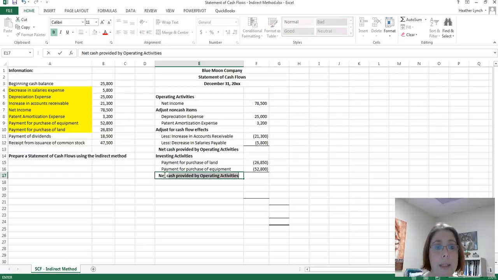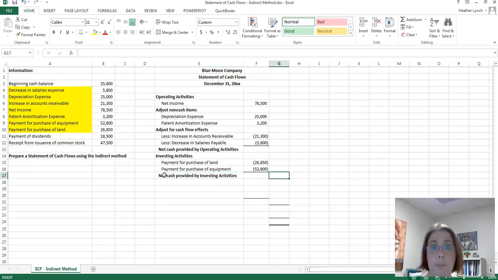So now this can say net cash provided by investing activities. Don't you love Excel when it does that? Did I spell activities right? Yes, I did. So that's going to be the sum of those two.